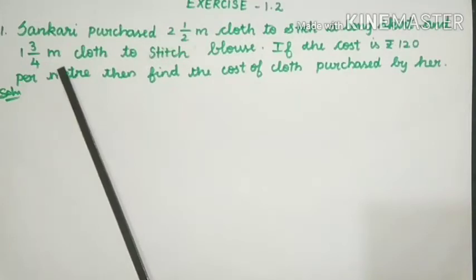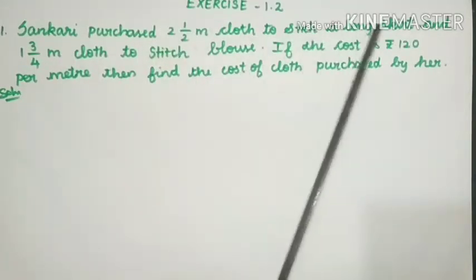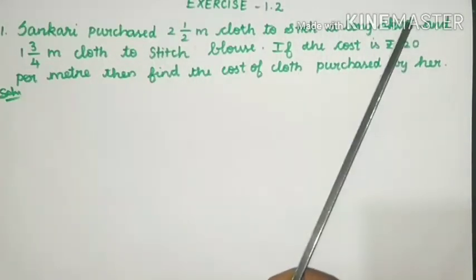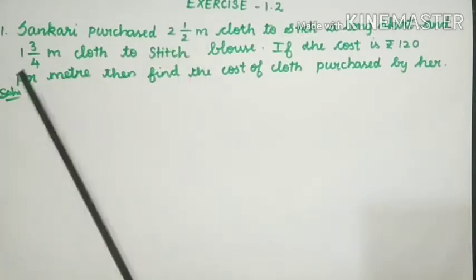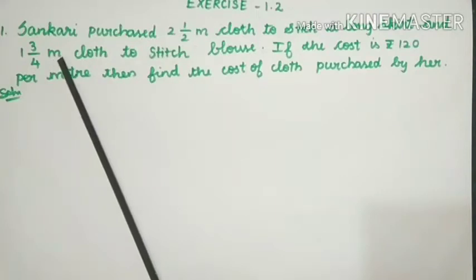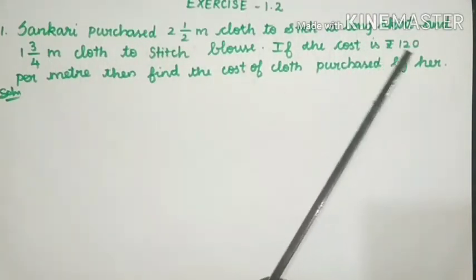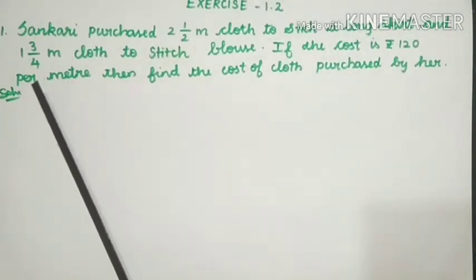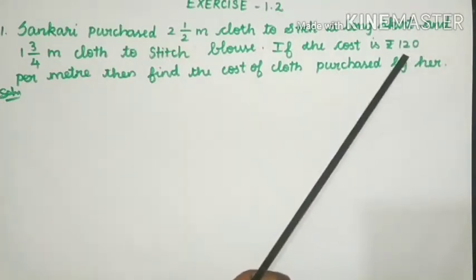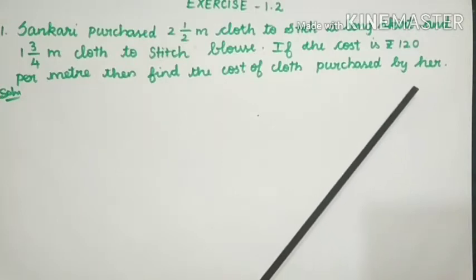See, here the given question is Sankari purchased two 1 by 2 meter cloth to stitch a long skirt. To stitch a long skirt, she bought two 1 by 2 meter. And to stitch a blouse, she bought one 3 by 4 meter. Here the cost of 1 meter is given, that is rupees 120. Per meter means the cost of 1 meter is given. We have to find the cost of cloth purchased by her.